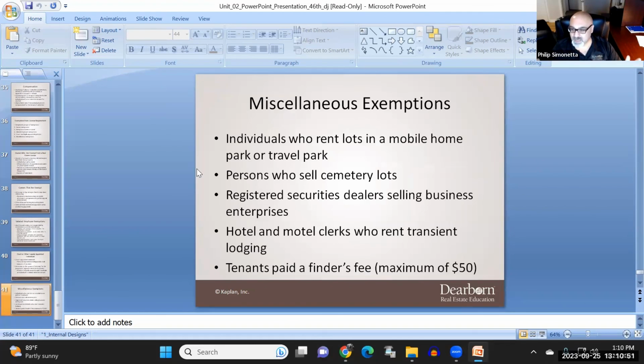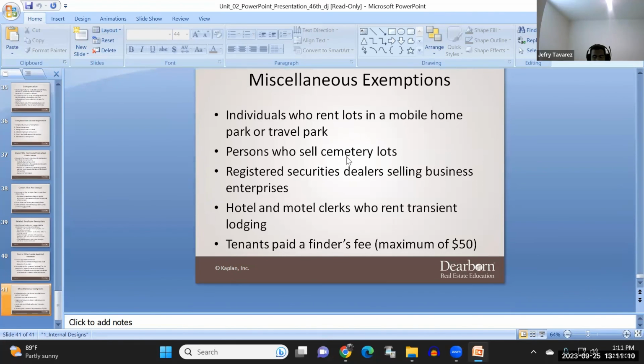When you have an apartment complex and you have three empty units, and you tell all your tenants, hey, if you find somebody for the units, I'll give you $50. It's a $50 maximum, and it's only for tenant-paid finder's fees. That would be illegal in any other case. Okay. And that's the end of section 2.